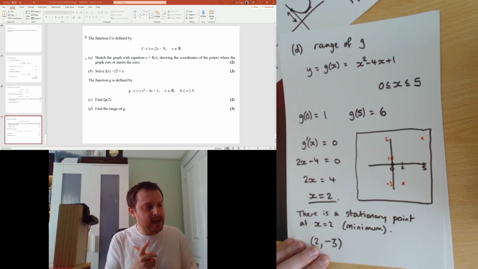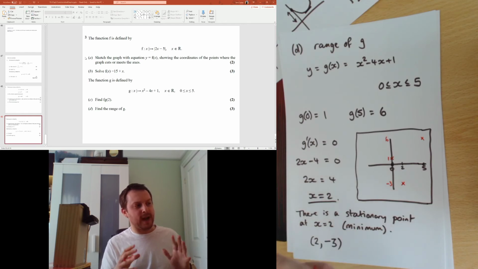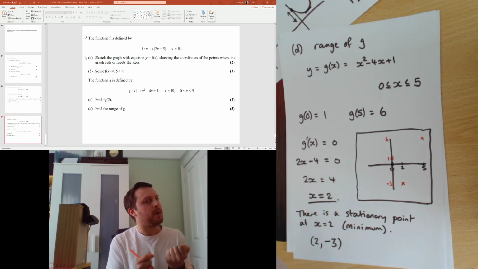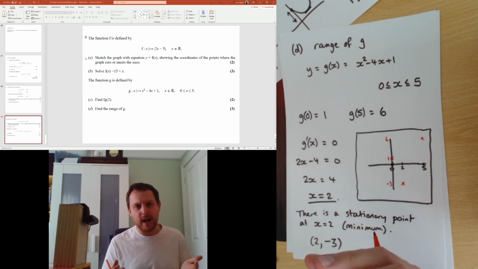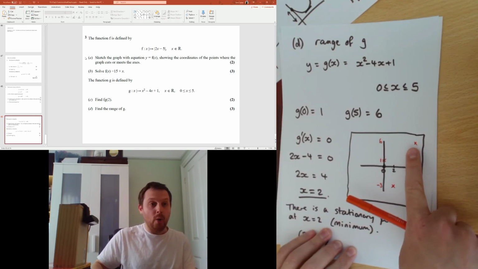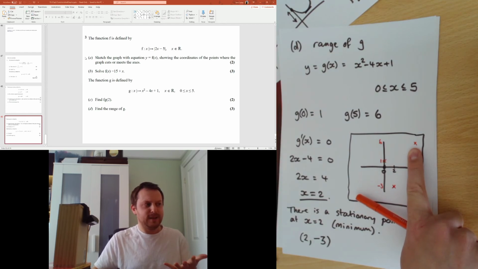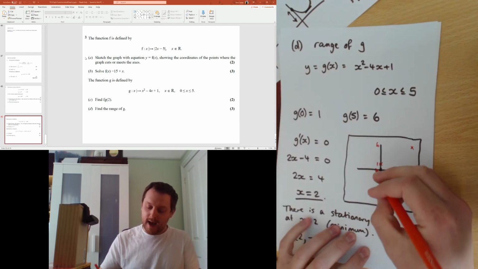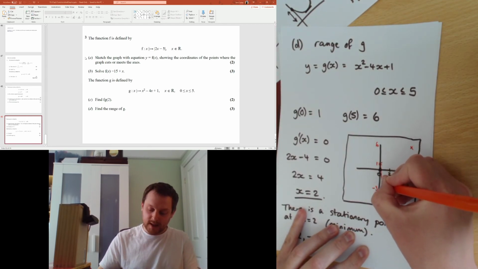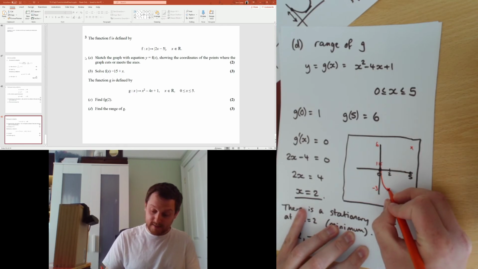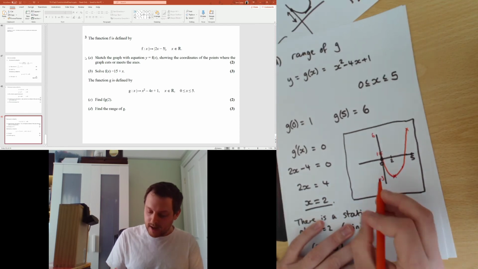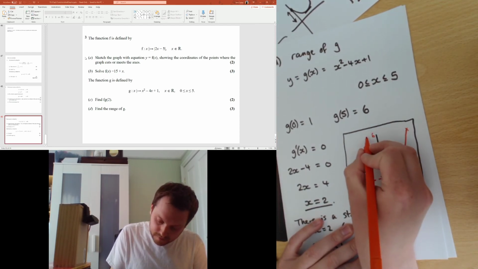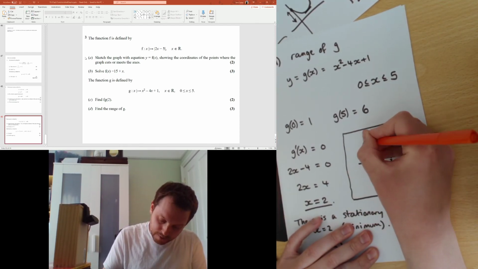And it's really important that you're always aware of that. It's not just to do with the endpoints. The endpoints are useful and can sometimes help you with the answer. Obviously, knowing that 6 there helps with the answer. But anyway, this is what it looks like. It's literally a minimum there, and then goes back up like that. And so this is the range.